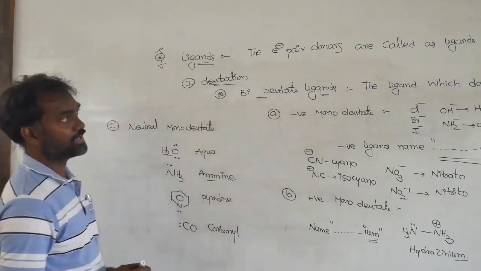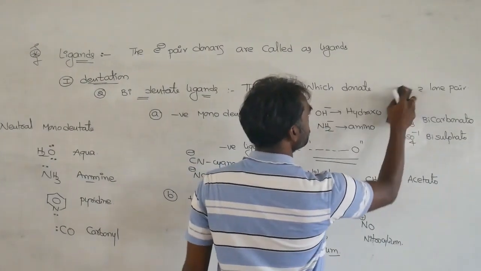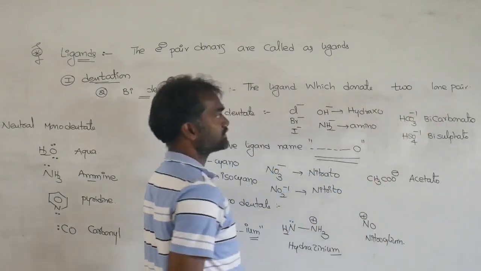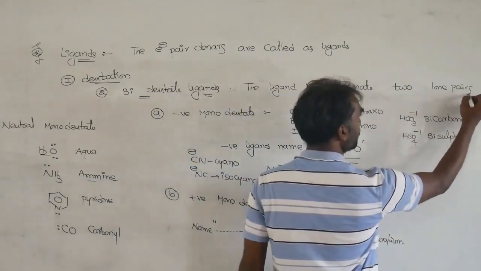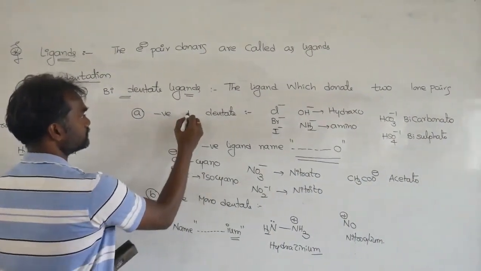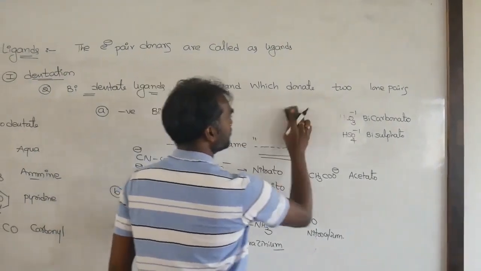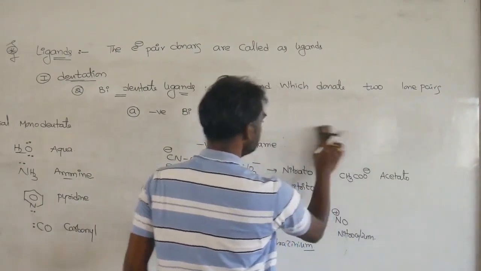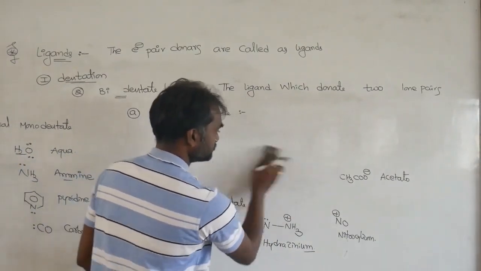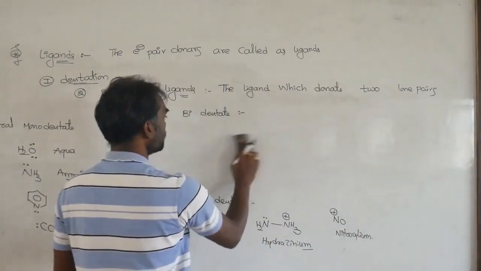Now, second one, we will discuss about bidentate. So bidentate ligand, the ligand which donates two lone pairs. So two lone pairs, that is called as bidentate ligands. So here negative bidentate. So negative charge bidentate ligands. So two lone pairs donation, next they must have negative charge.